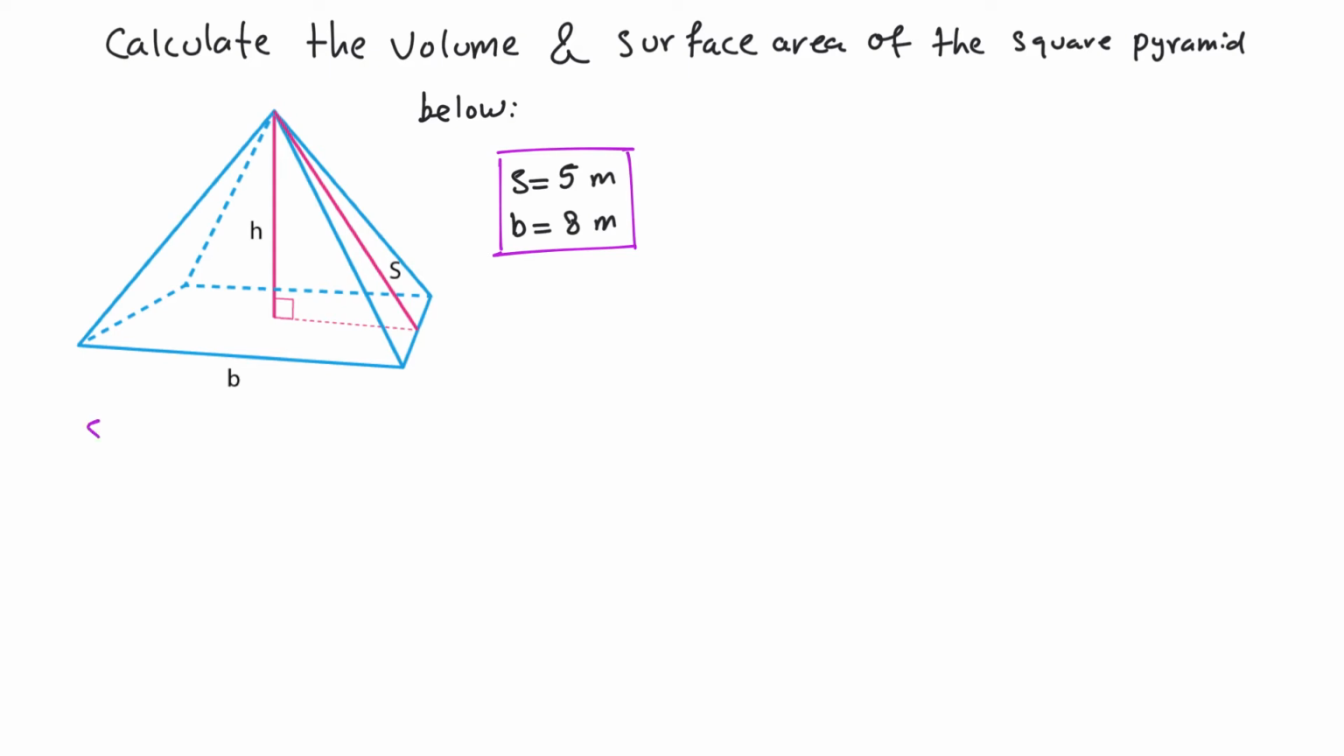We know that the surface area is equal to b squared plus 2 times b times s, and that the volume is equal to b squared h over 3. For the surface area, we need the base value, which we have, and we need the slant height, which we also have. So we can plug that right into the equation right away. So I will get 8 squared plus 2 times 8 times 5.